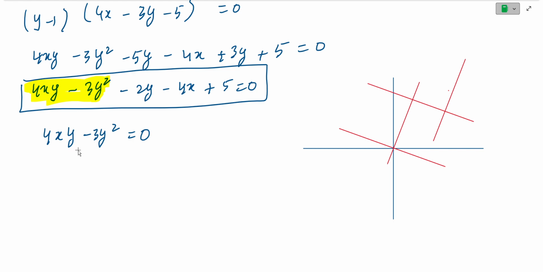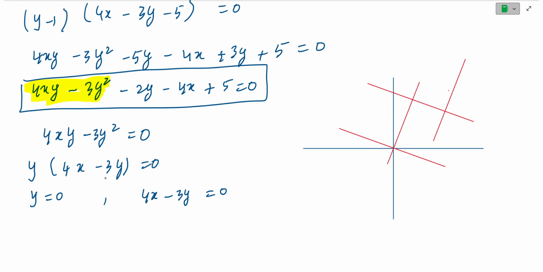Now this is a quadratic in y. So what we have to do is factorize this expression. How am I factorizing this? I can take y common from this, so y times 4x minus 3y. That means one straight line equation is y is equal to 0, and another straight line equation is 4x minus 3y is equal to 0. These two are the straight lines which are passing through the origin as well as parallel to the given pair of straight lines.